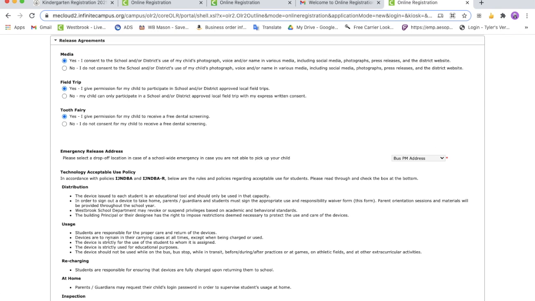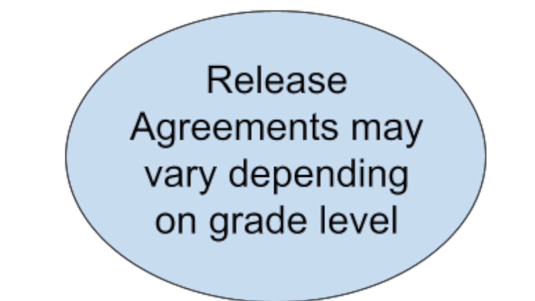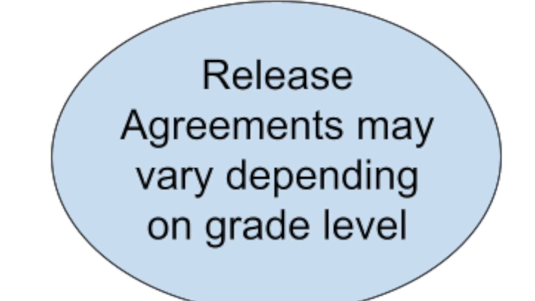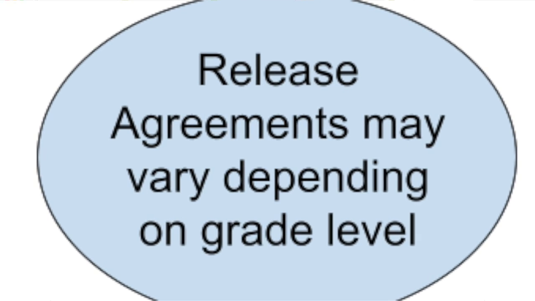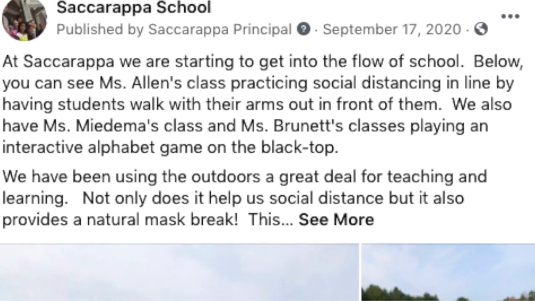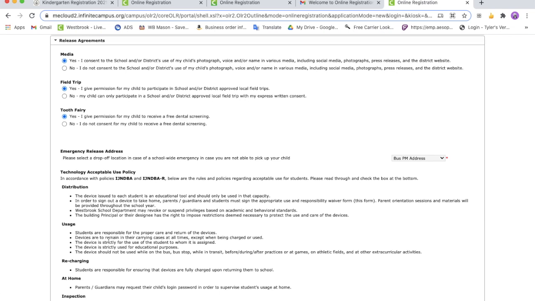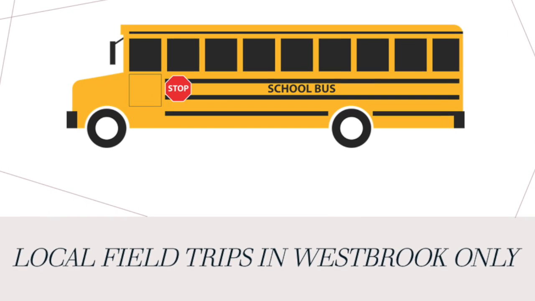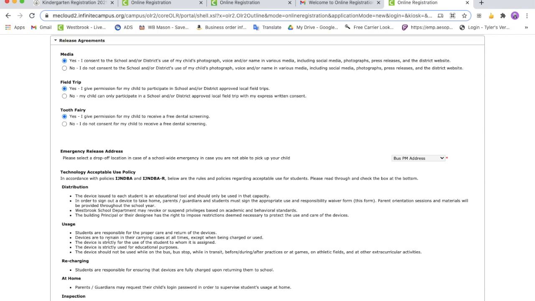Media release agreement is saying, do you give consent for the school or the district to use my child's photograph, voice, or name in various media, including social media, photographs, press release, and the web? If you're okay with having your child appear in any of these sites, go ahead and click yes. If you do not, go ahead and click no. The second release agreement is around field trips. This is giving permission for your child to participate in school or district-approved field trips. If you are in agreement, go ahead and click yes. If not, go ahead and click no.